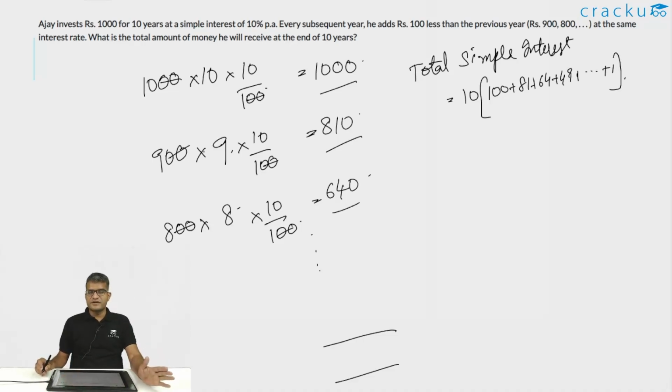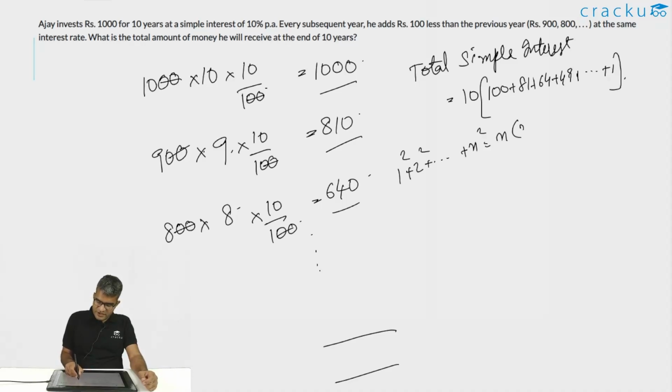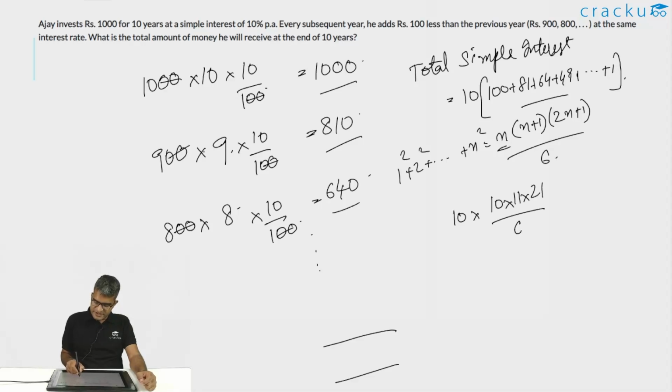We know the sum of the squares of natural numbers. The sum of the squares of natural numbers till n, that is 1 square plus 2 square plus dot dot dot dot till n square, is equal to n into n plus 1 into 2n plus 1 divided by 6. So this sum is equal to 10 into the value of n is 10, 10 into 11 into 21 divided by 6. 210 divided by 6 is 35. This is equal to 3850.